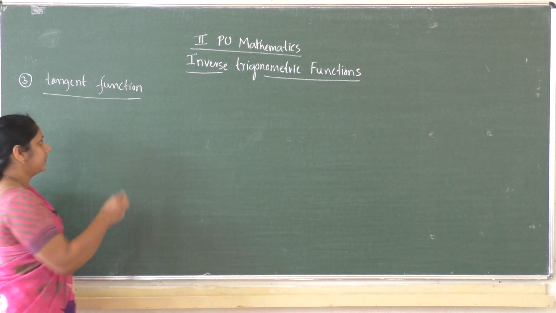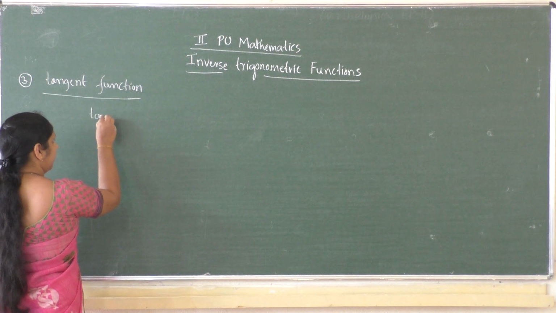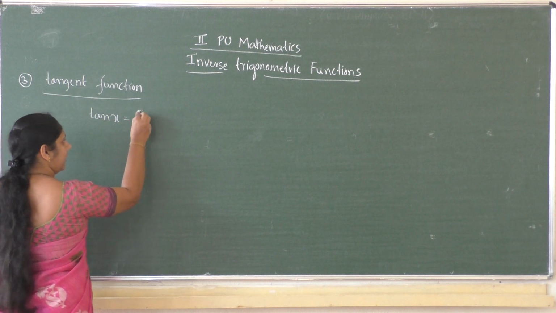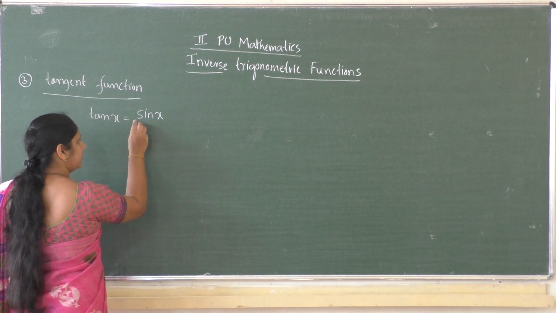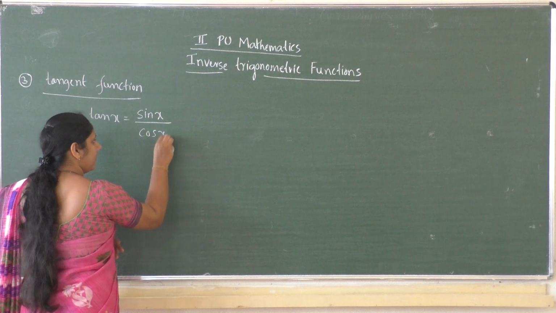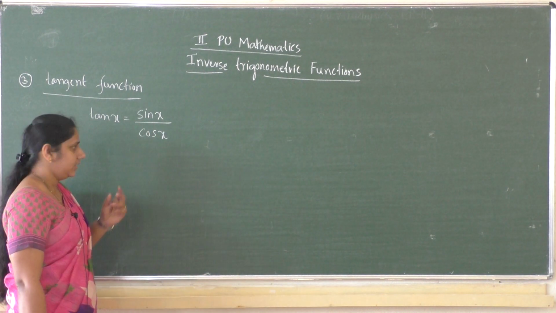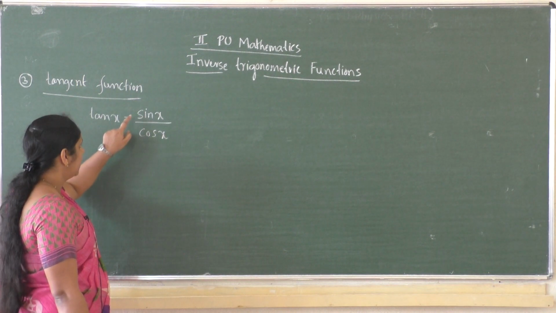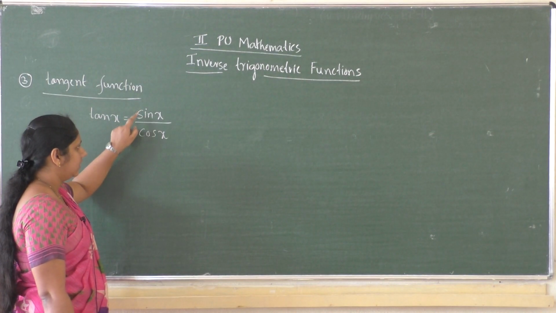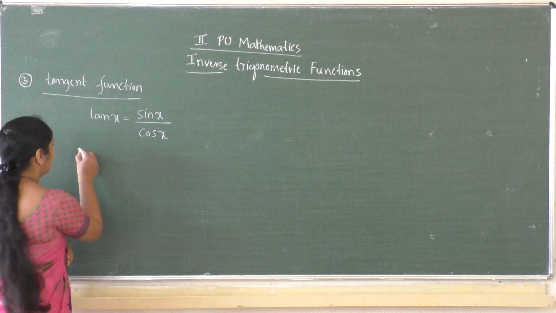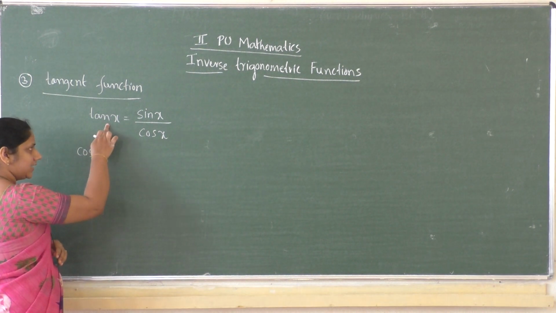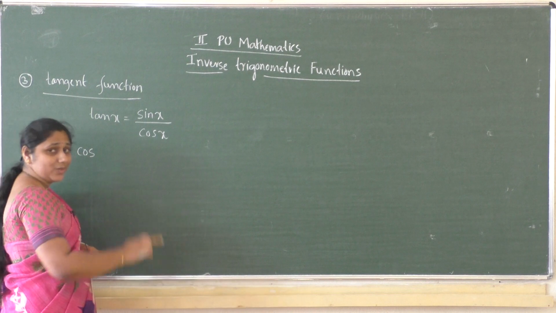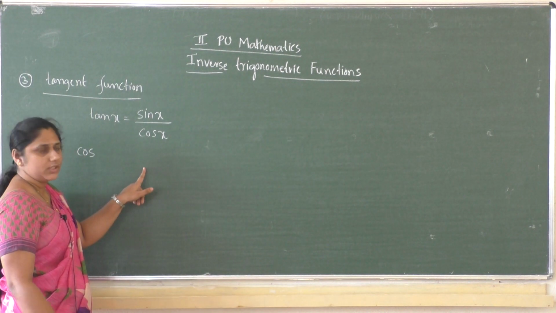See, we know that tan x can be defined as sin x by cos x, right? If cos x equals 0, then sin x by 0 is not defined, right? So tan x is defined only if cos x is not equal to 0.